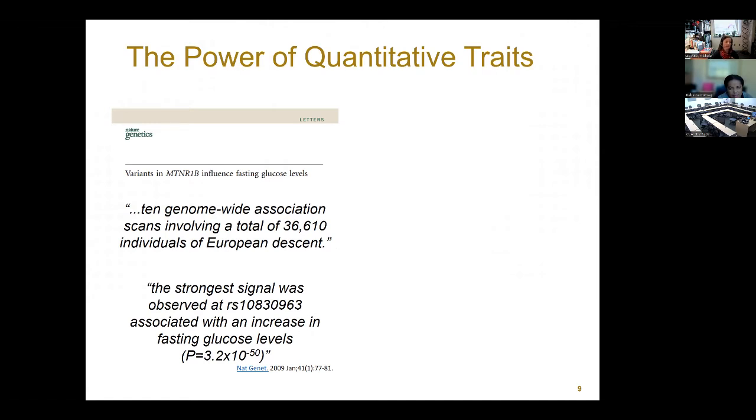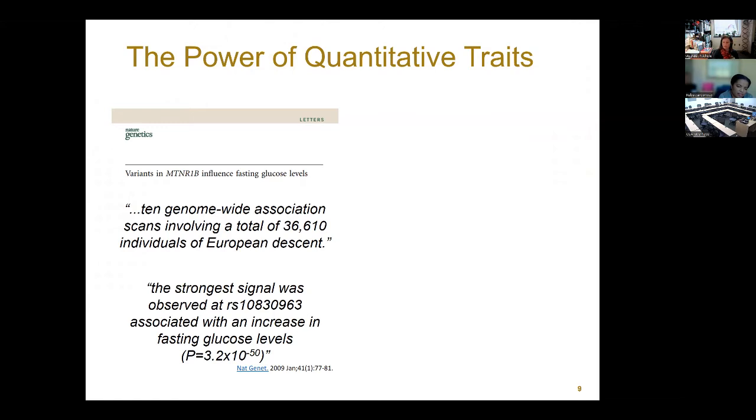And it was associated with an increase in fasting glucose levels with a very significant p-value, 10 to the negative 50th, so it really stood out. This signal was subsequently attributed to association with type 2 diabetes in analysis of up to 40,000 cases and 87,000 controls. But the p-value was a little less, 10 to the negative 13th, despite the increase in sample size. So this contribution is coming through fasting glucose levels, an intermediate phenotype, and it's not as strong with type 2 diabetes.